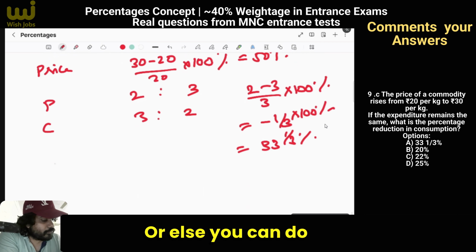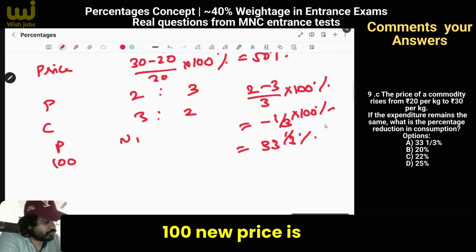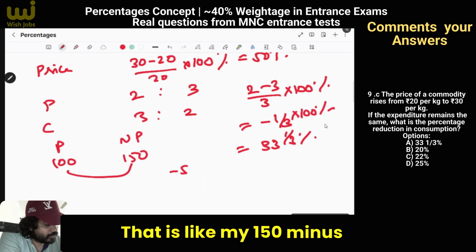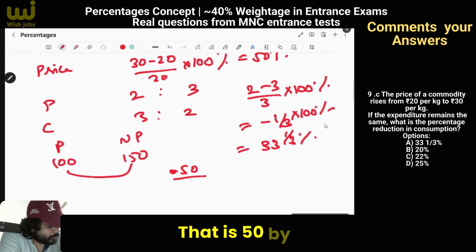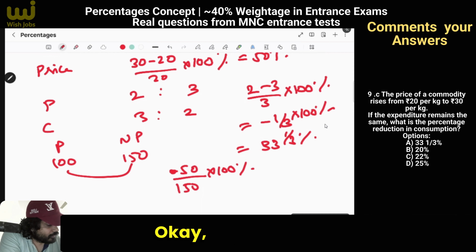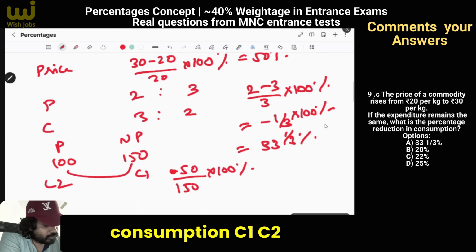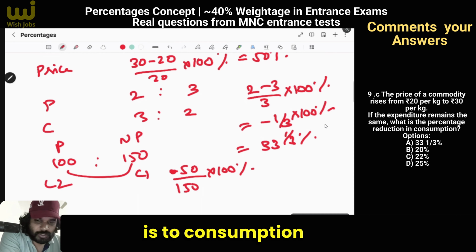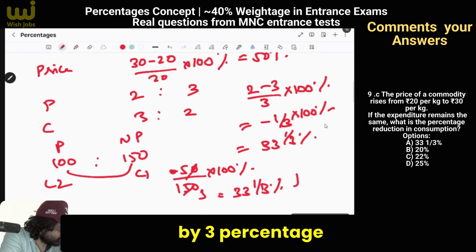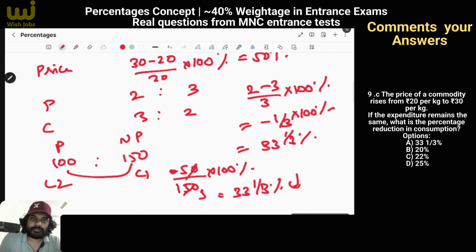Or else you can do price 100, new price is 150. The difference in consumption would be 150 minus 100, that is 50 by 150 into 100 percentage. Okay, price, new price, consumption C1, C2, because it's inversely proportional. Price is to consumption, consumption is to price. So 1 by 3 is 33 1 by 3 percentage consumption decreases. Clear? Yeah.